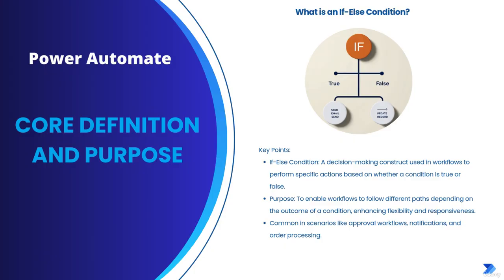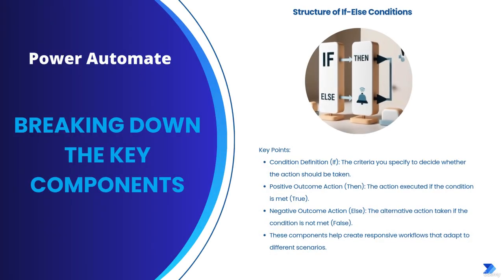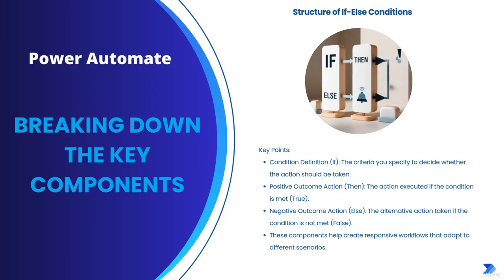Comprehend the structure of if-else conditions. We will explore the core components of an if-else condition. Defining the condition: If. You will learn how to establish the criteria that determine whether the if statement evaluates to true. This involves identifying the conditions that trigger specific actions within your workflow. Actions for positive outcome: Then. You will understand how to specify the actions that should occur when the condition is met. This is where you define what happens if your criteria are satisfied.